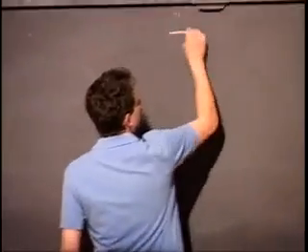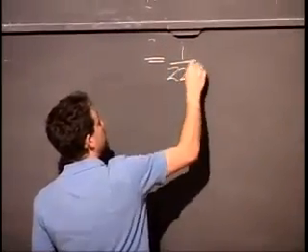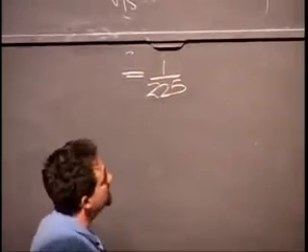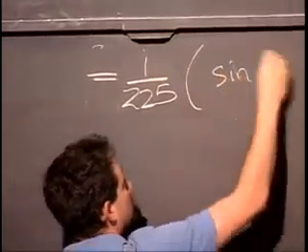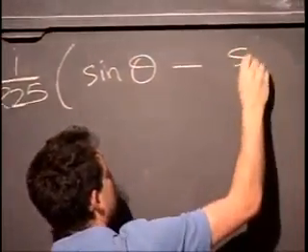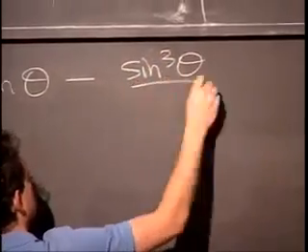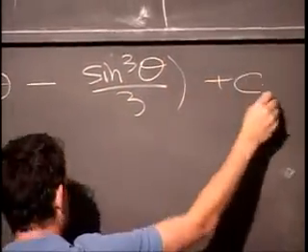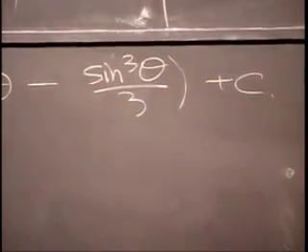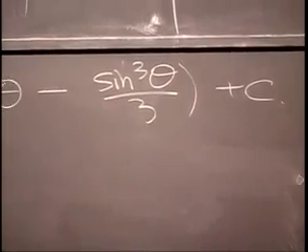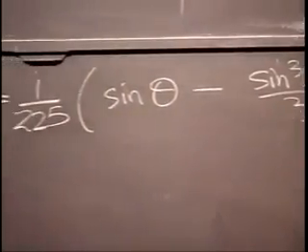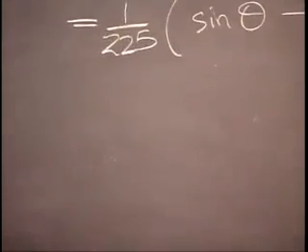All right. Now we've got to untangle the variables. Moving over here to give myself a bit more room, we get 1 over 225. What is t? t is sine theta. So you get sine theta minus t cubed, sine cubed theta over 3, plus a constant. Okay, so we've gone from t land back to theta land.